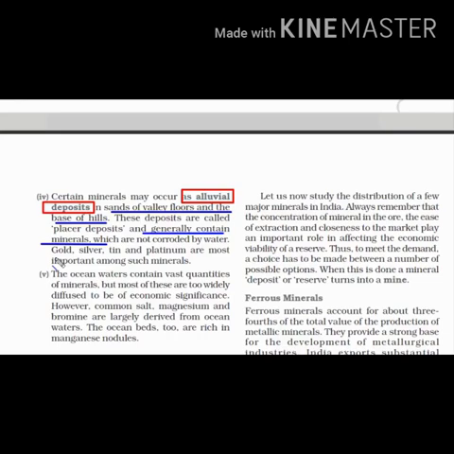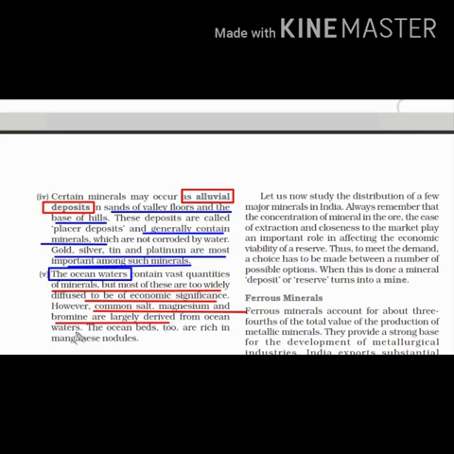Whereas we need minerals that have taken a millennium to form. Gold, silver, tin, and platinum are most important among such minerals. And the last place where you will find minerals is ocean water. It contains vast quantities of minerals, but it is too scattered to be used for any economic purpose. Common salt, magnesium, and bromine are extracted from ocean water.